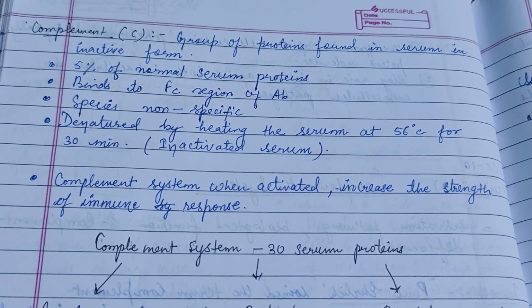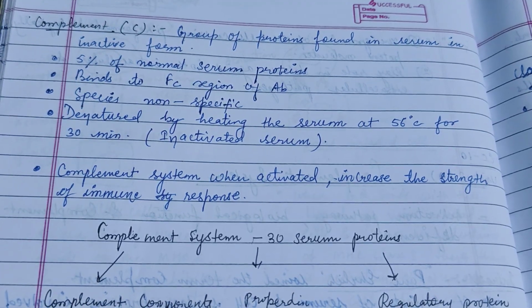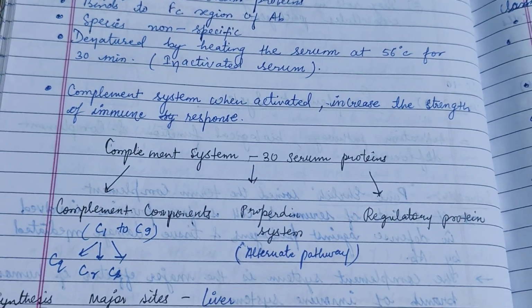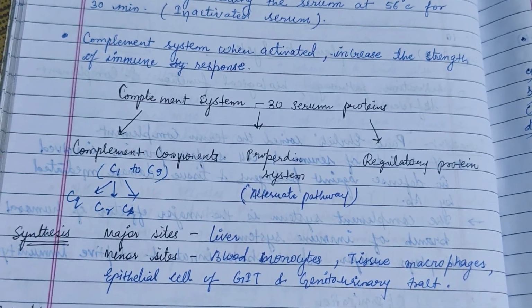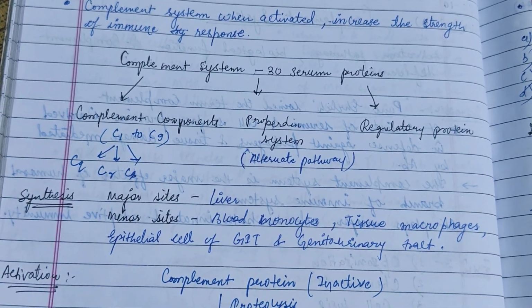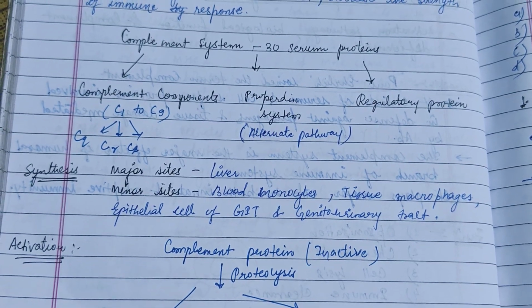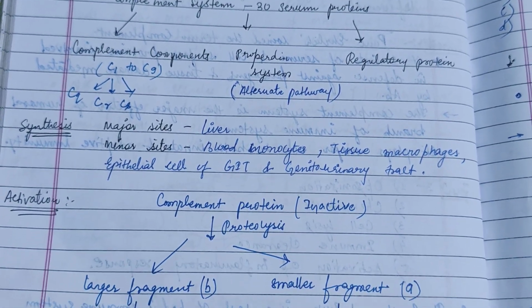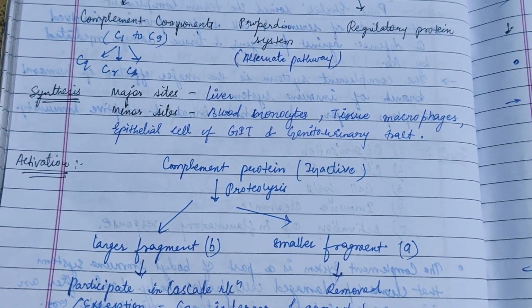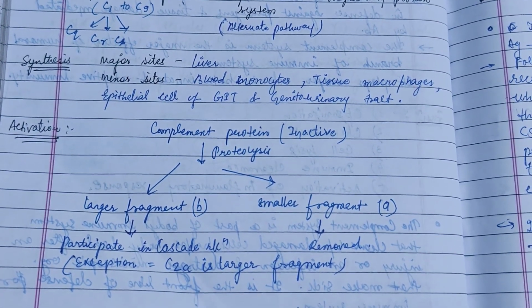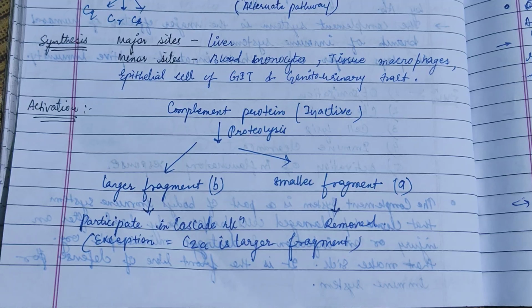So, complement is a term for a group of proteins found in serum in inactive form. The complement system, when activated, increases the strength of the immune response. The complement system is made up of 30 serum proteins, including the complement proteins and the regulatory proteins. They are synthesized mostly in the liver, while the minor sites are blood monocytes and tissue macrophages.